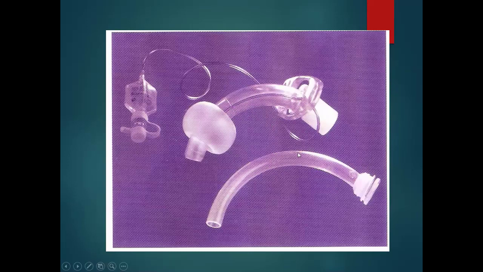Usually it comes in 2 sets of inner cannulas. So we keep one inside. When that is blocked, we can remove it and put the new one in. If you use a tracheostomy tube without an inner cannula and it gets blocked, we remove the entire tube and put a new one in. So the advantage of an inner cannula is you just replace the inner cannula to unblock the tracheostomy tube.